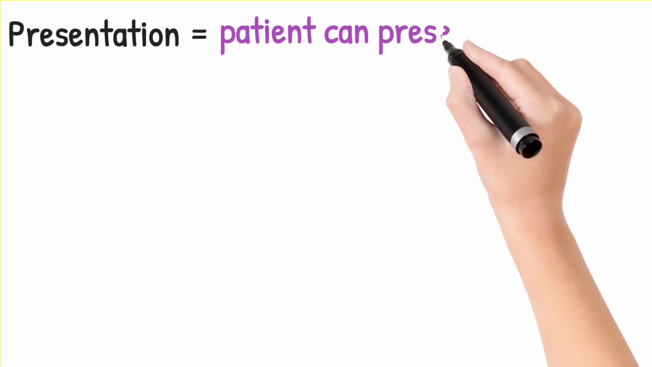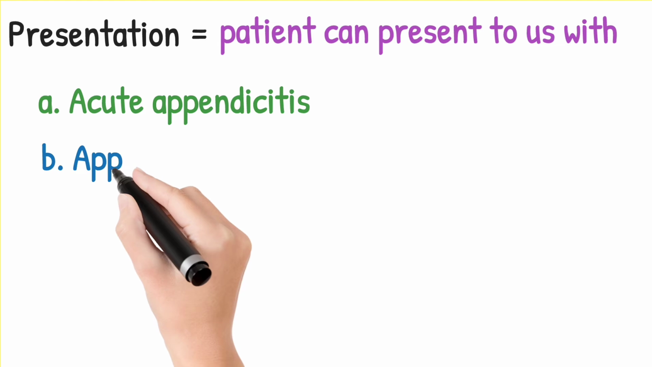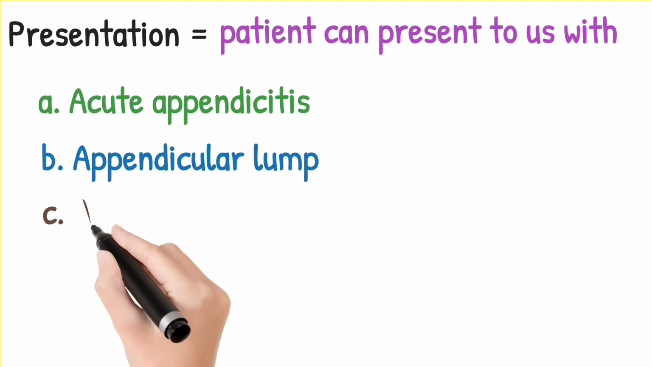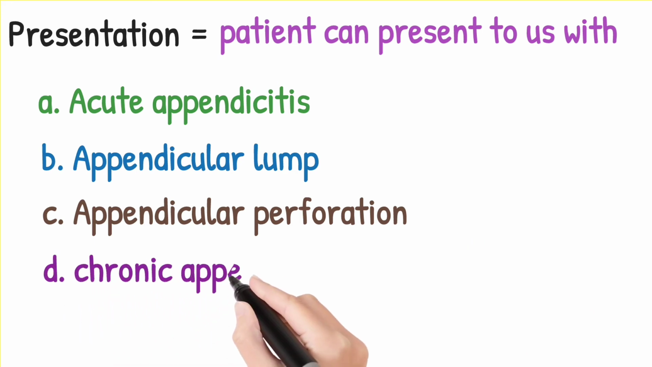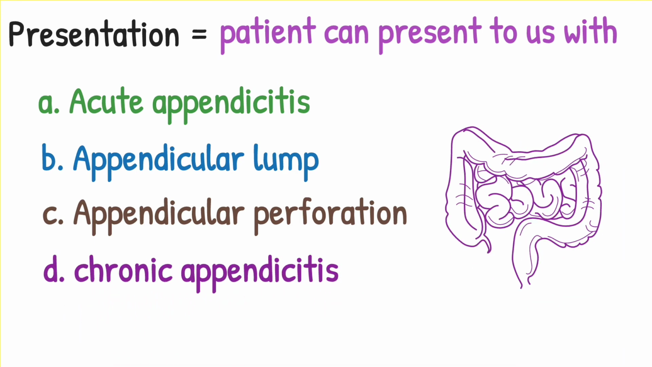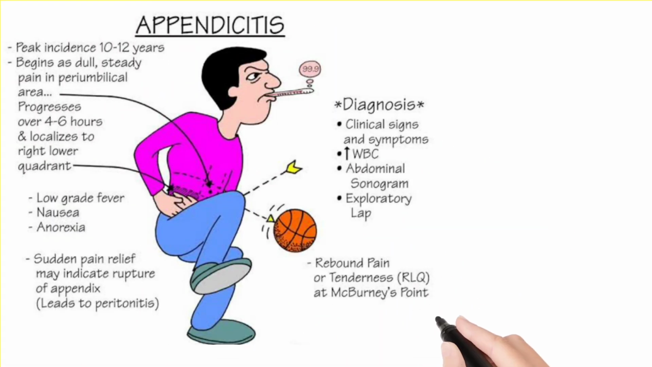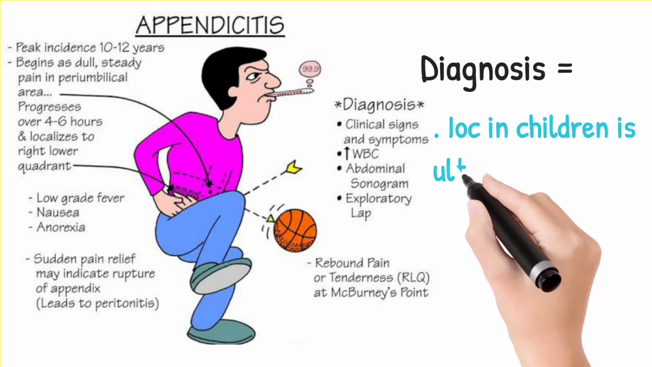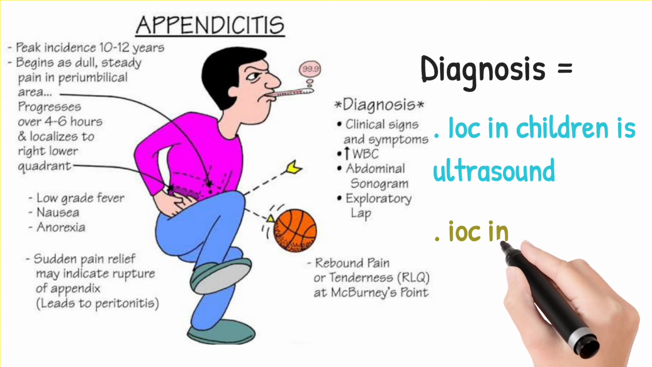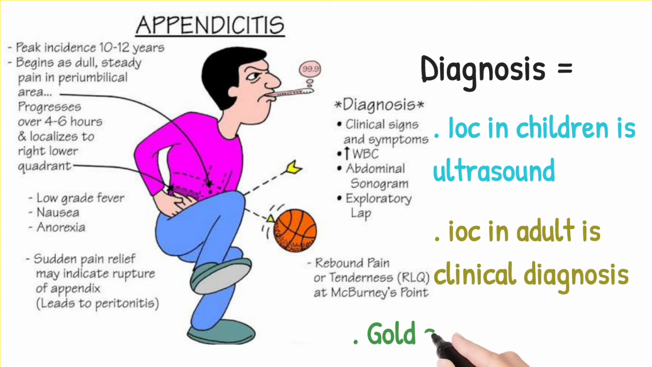Presentation: patient can present to us with either acute appendicitis or appendicular lump or appendicular perforation or chronic appendicitis. Treatment for all of them is different. Diagnosis. Investigation of choice in children is ultrasonography, whereas investigation of choice in adult is clinical diagnosis. Gold standard in both of them is CECT abdomen.